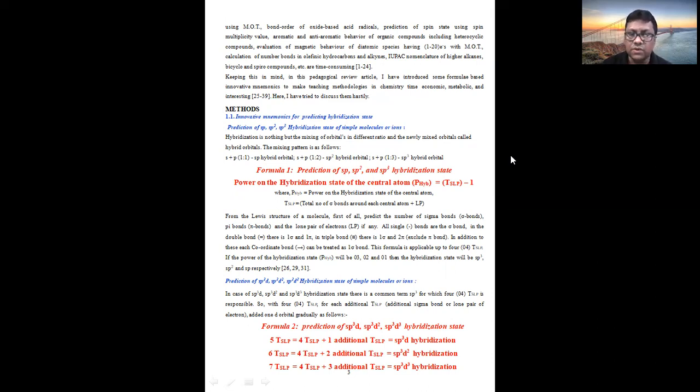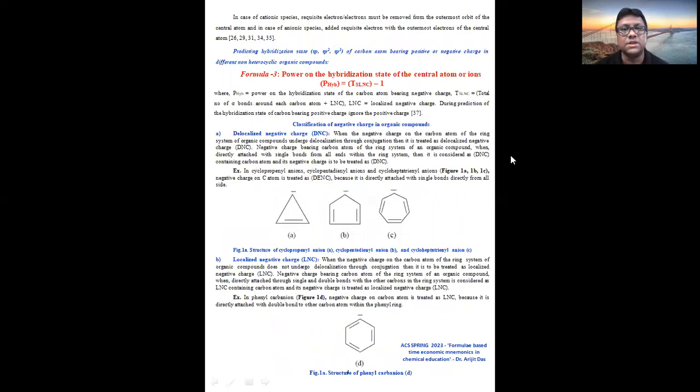So this formula we use for 4 TSLP, and for greater than 4 TSLP, we split it in the following way. For 5 TSLP, 4 plus 1, for 6 TSLP, 4 plus 2, and for 7 TSLP, 4 plus 3. For the additional TSLP, we use d to get sp3d, sp3d2, and sp3d3 hybridization states.